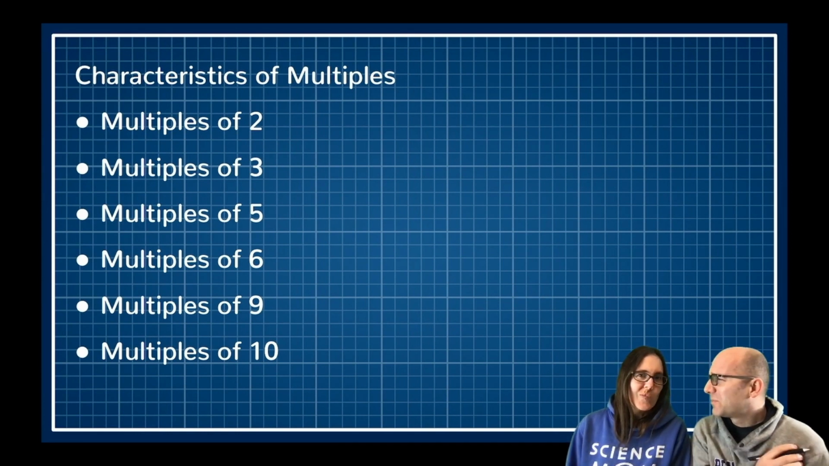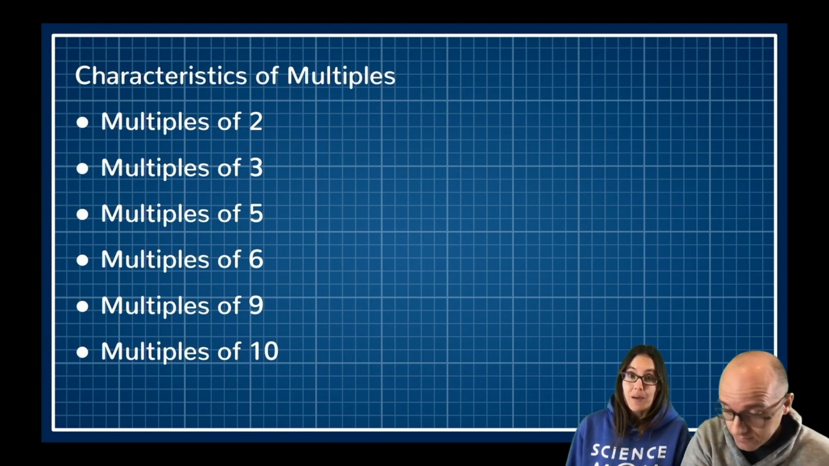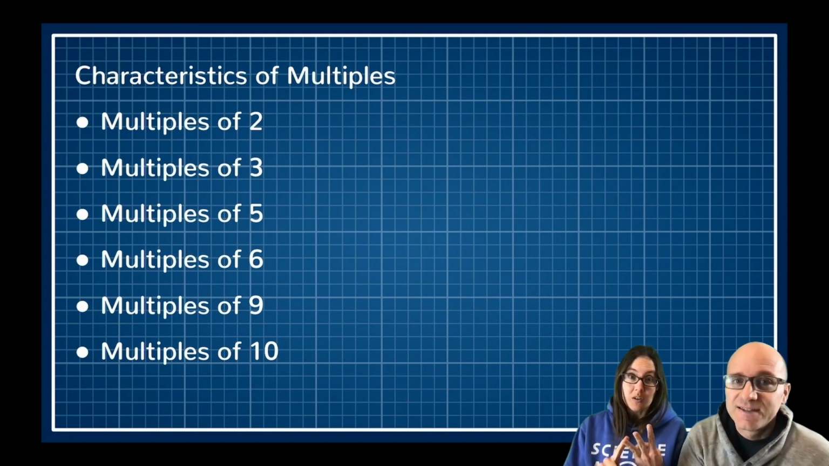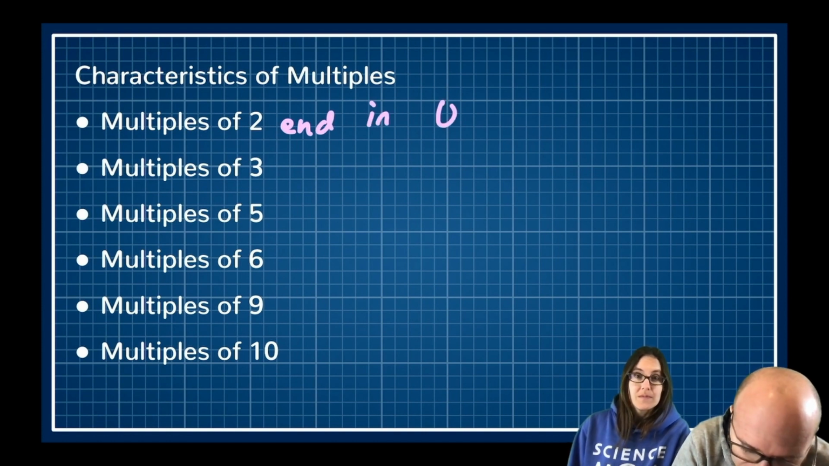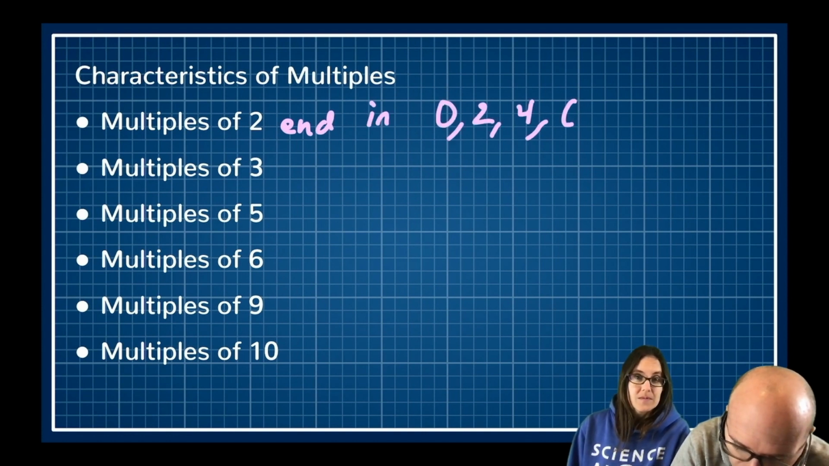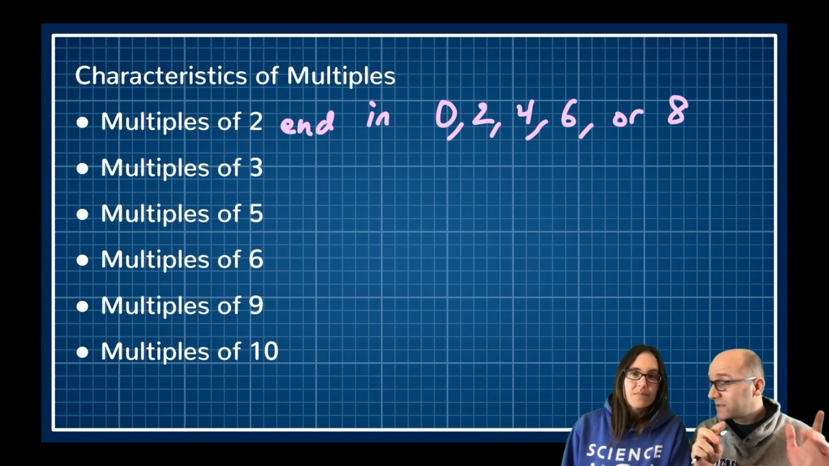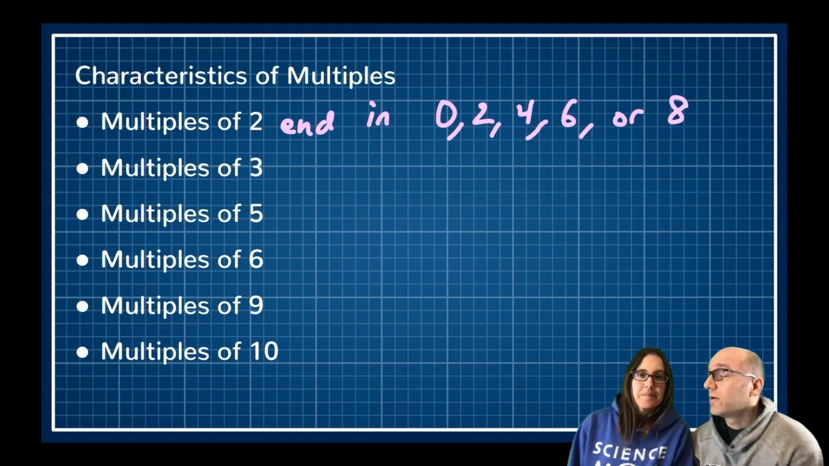So how can you tell if a number is a multiple of 2? Okay, so it has to be even. And that means that the last digit is either going to be a 0, a 2, a 4, a 6, or an 8. Good. Multiples of 2 end in 0, 2, 4, 6, or 8. And that's correct. If a number ends in one of those, it's a multiple of 2, and if it doesn't, it's not.